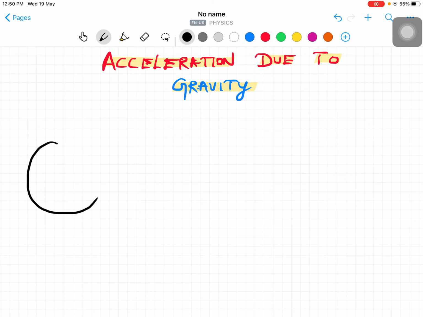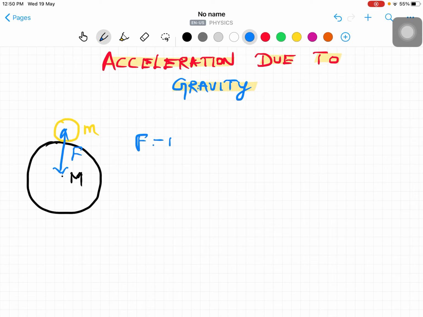See, this is Earth. The mass of the Earth is M. On the surface of the Earth, we place one object. The mass of the object is m. According to the universal law of gravitation, which was given by Newton, between these two masses one force should be developed. The force exerted by the mass of the Earth should be equal to that of the object. So according to the third law, one force should be developed.